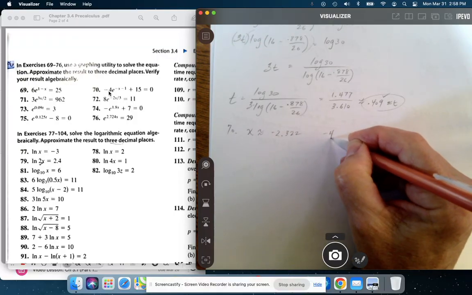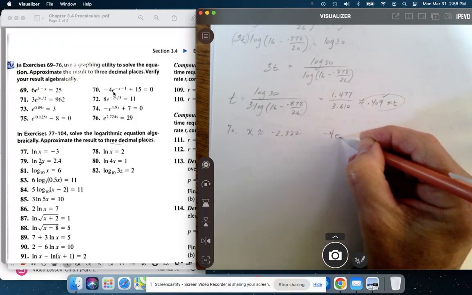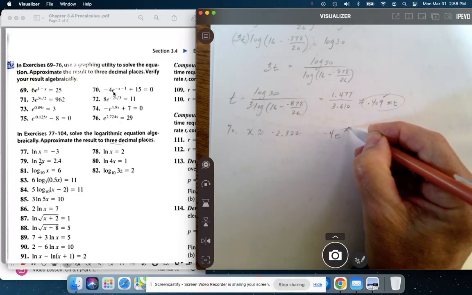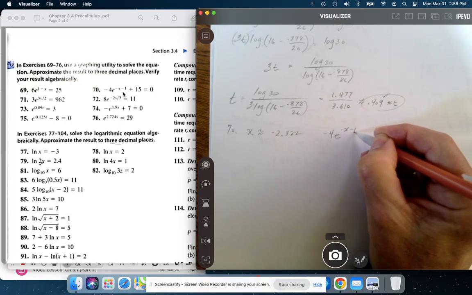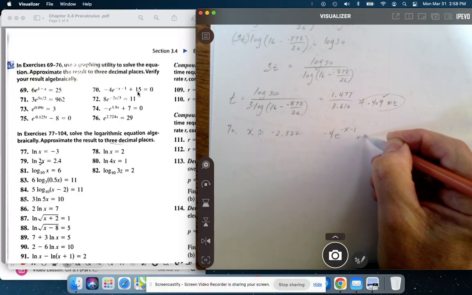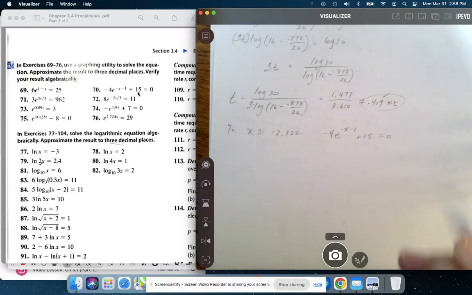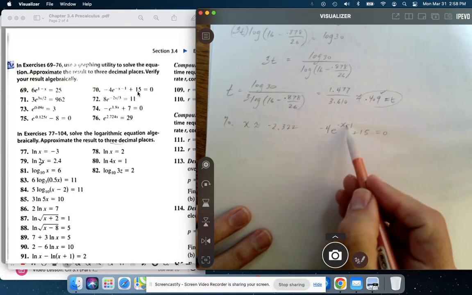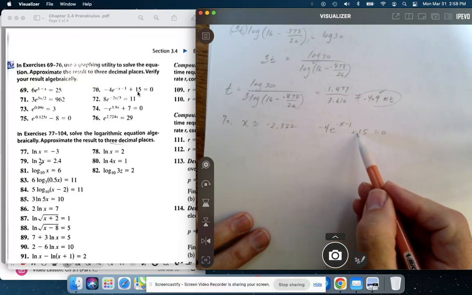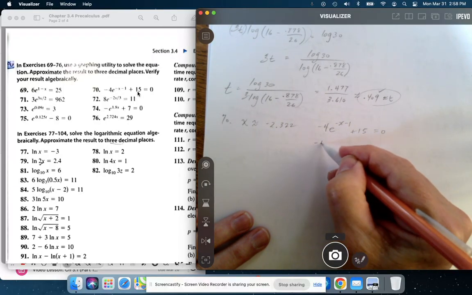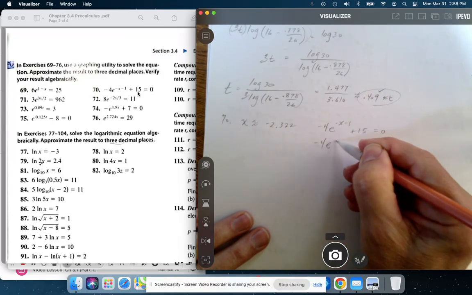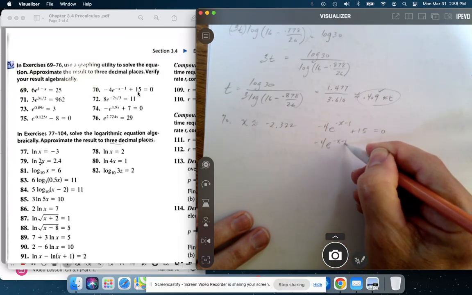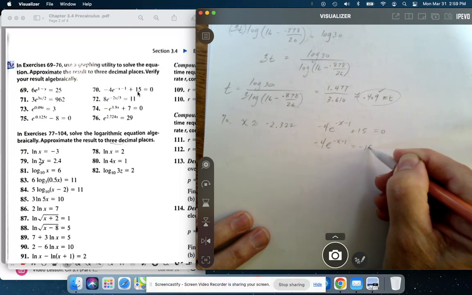So let's write this down. -4 e raised to the -x minus 1 plus 15 equals 0. Right, so we're going to isolate this e raised to that power. So the first thing I'm going to do is subtract 15. So now I've got -4 e to the negative x minus 1 equals negative 15.